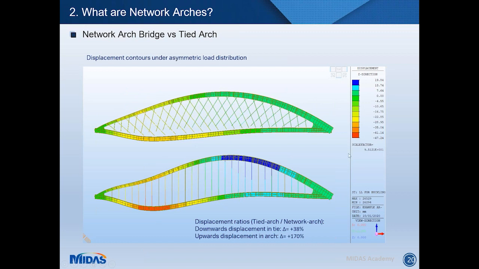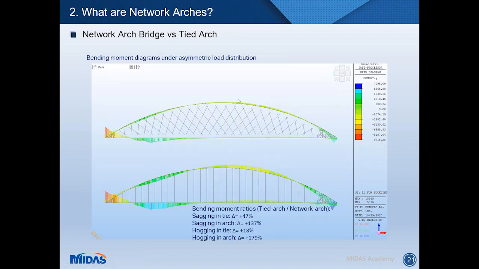And you can see graphically and in the legend that the difference in displacement is marked, and the bowstring arch shows both higher downwards displacement and higher upwards displacement in the arch. The same can be said for the bending moments. The bending moment diagrams are plotted here for arch and tie beams.